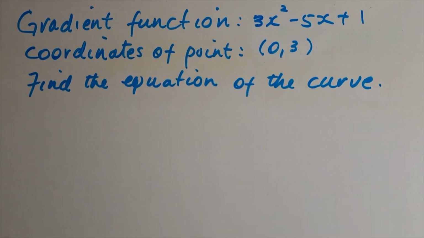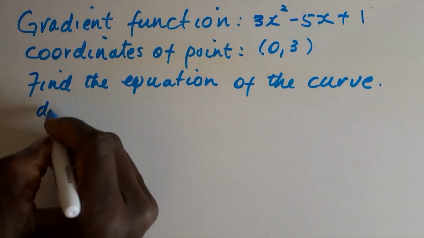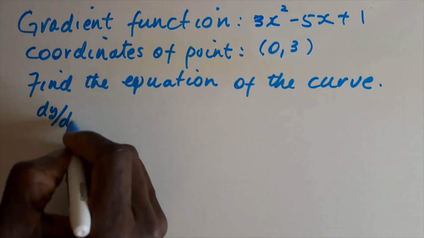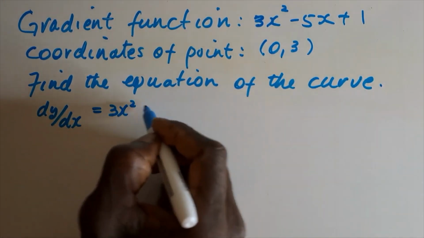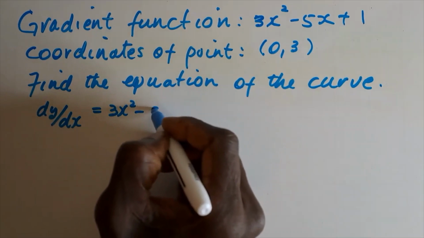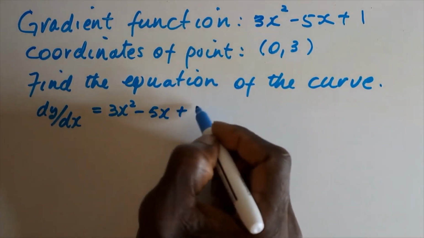Hi, this time we're given the gradient function being 3x squared minus 5x add 1 and coordinates of a point on the curve, (0, 3). And we're required to find the equation of the curve. As we said earlier on, dy/dx is our gradient function. This is equal to 3x squared minus 5x add 1.